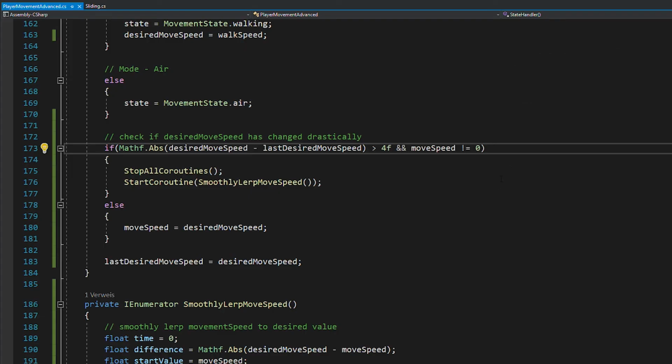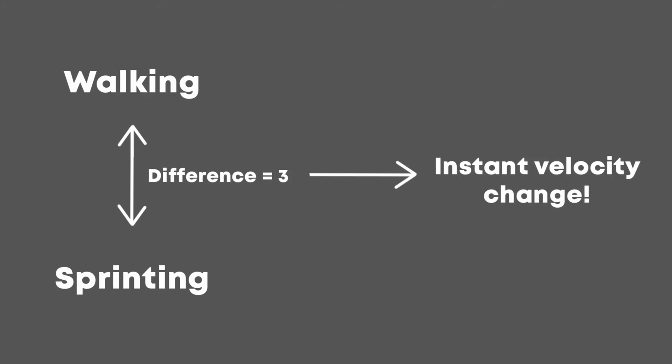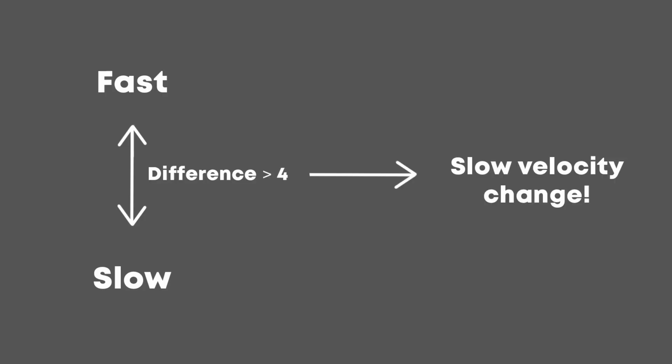Now I know this looks confusing, but it's quite simple. If you're changing from walking to sprinting, the speed difference is only 3. Therefore, the speed changes instantly. But if you build up a speed of let's say 30 and you're changing to sprinting, the difference is 20, which is greater than 4, which means the speed will now slowly decrease.